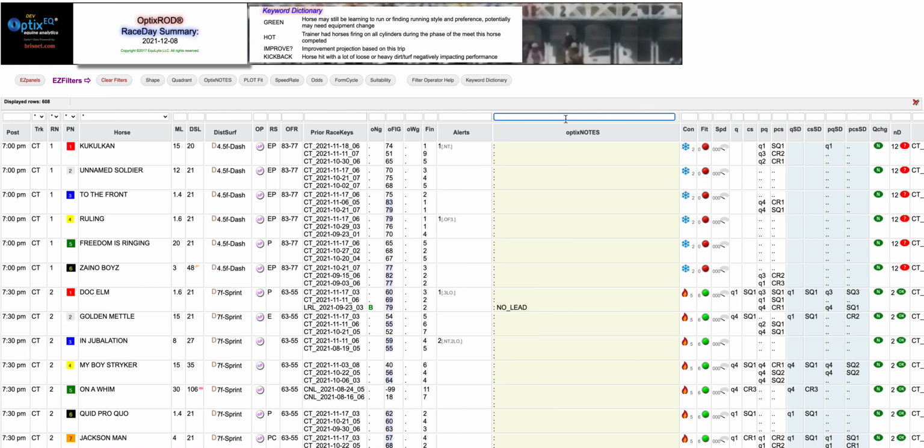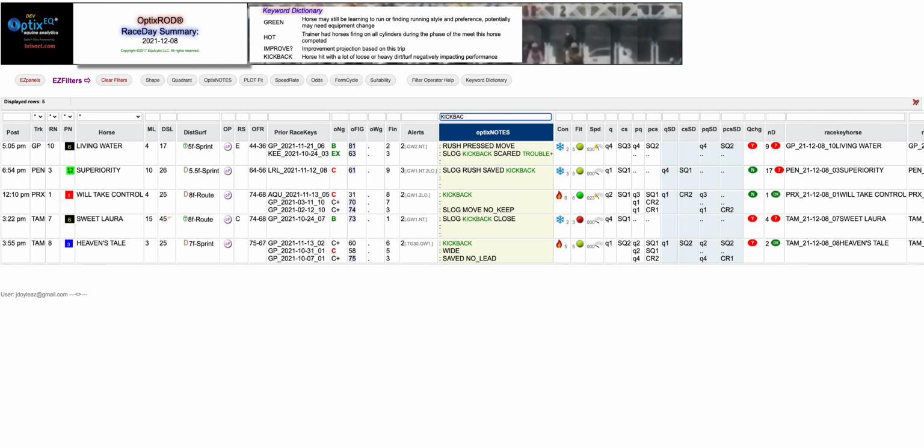Now I'm going to use the notes keyword kickback here. I'm going to type it in, and you see I get a bunch of horses. This is kind of unusual. There's a lot of horses. There's four horses actually who had kickback in their last race. But I'm going to start with the number six, Living Water.